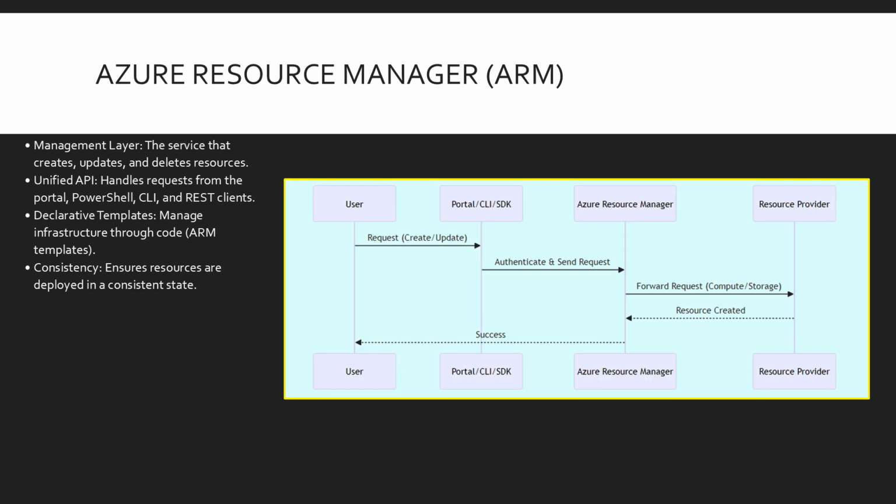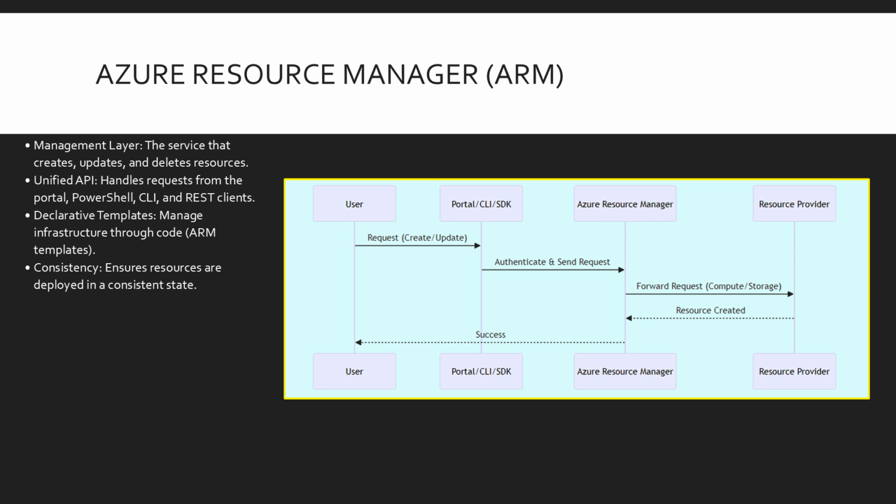Finally, all of this is powered by Azure Resource Manager, or ARM. ARM is the deployment and management service for Azure, providing the layer that enables you to create, update, and delete resources. Whether you use the Azure portal, PowerShell, or the CLI, ARM handles the request. It allows you to manage your infrastructure through declarative templates rather than scripts, ensuring that you can redeploy your solution repeatedly with confidence that your resources are deployed in a consistent state.